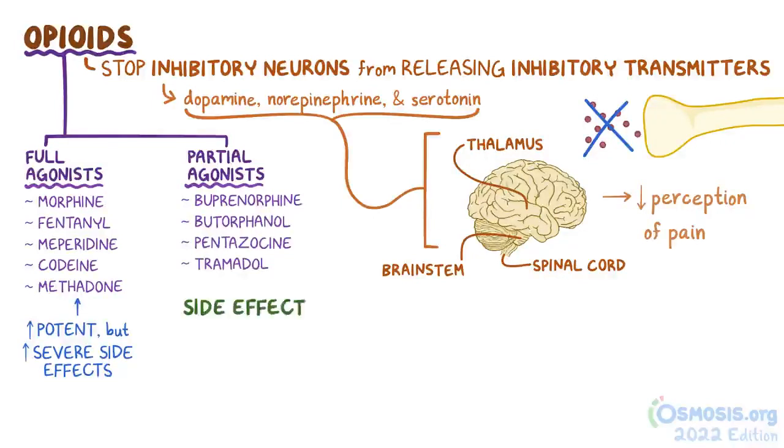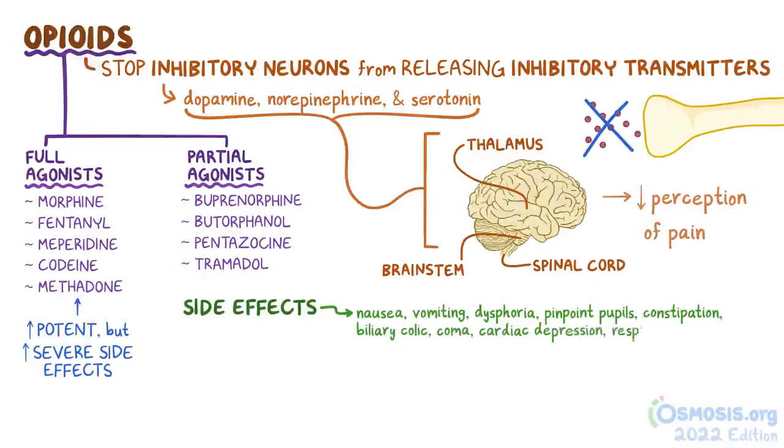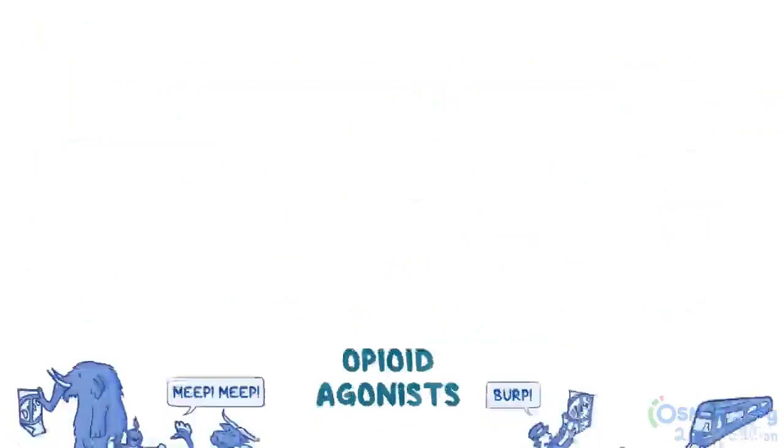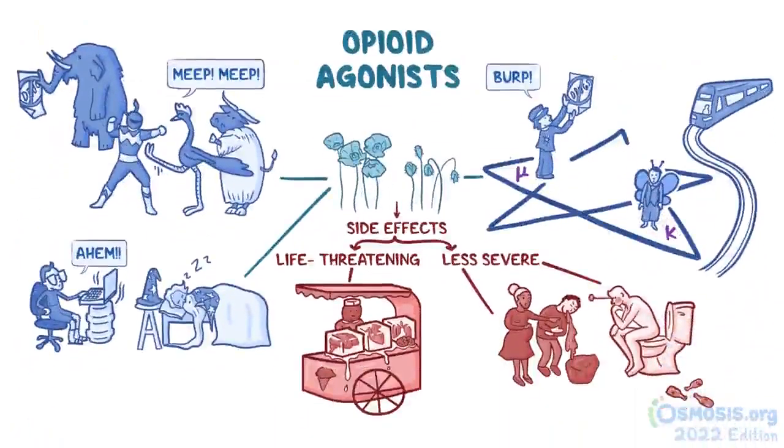Opioids can cause side effects like nausea, vomiting, dysphoria, pinpoint pupils, constipation, biliary colic, and in the worst cases, coma, cardiac depression, and respiratory depression. But wait, there's more. Here's a mind map with all the mnemonics. Go ahead and pause the video so you can test yourself and see what you remember. Stay tuned for the answers after the credits.